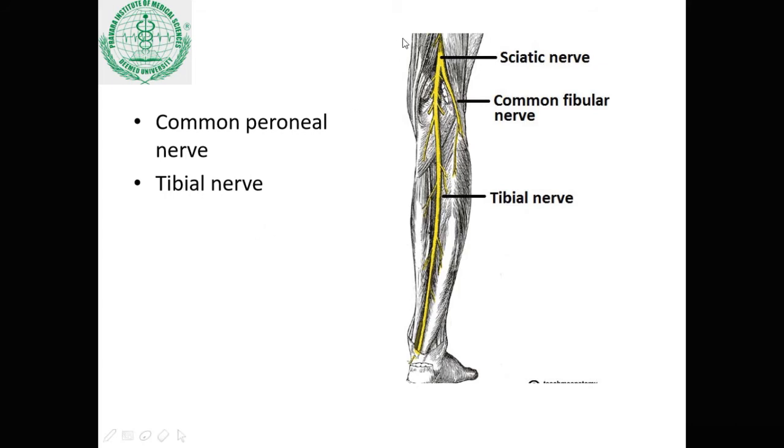Now, for the tibial nerve, here you can see the popliteal fossa. This is the upper limit of the popliteal fossa, and this is the lower limit of the popliteal fossa. So, this is extending from the upper limit downwards to the midpoint between the medial malleolus and the tendocalcaneus. So, this is lying midway between the medial malleolus and the tendocalcaneus. So, this is your tibial nerve extending downwards.